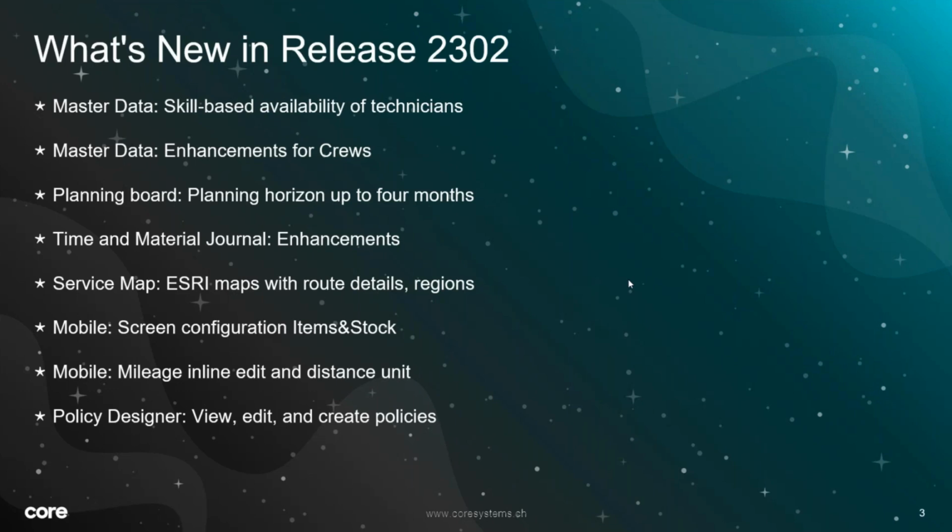Then we look at the service map enhancements, where the ESRI maps get some enhancements with route details and regions. Then we jump into the mobile area, where two new features are coming in. And finally, probably one of my favorite new features of the new release, called Policy Designer, is coming up.